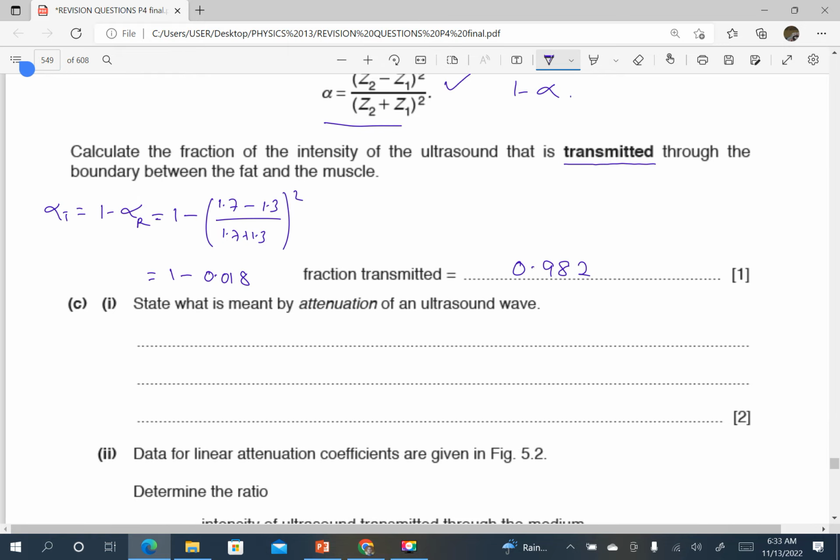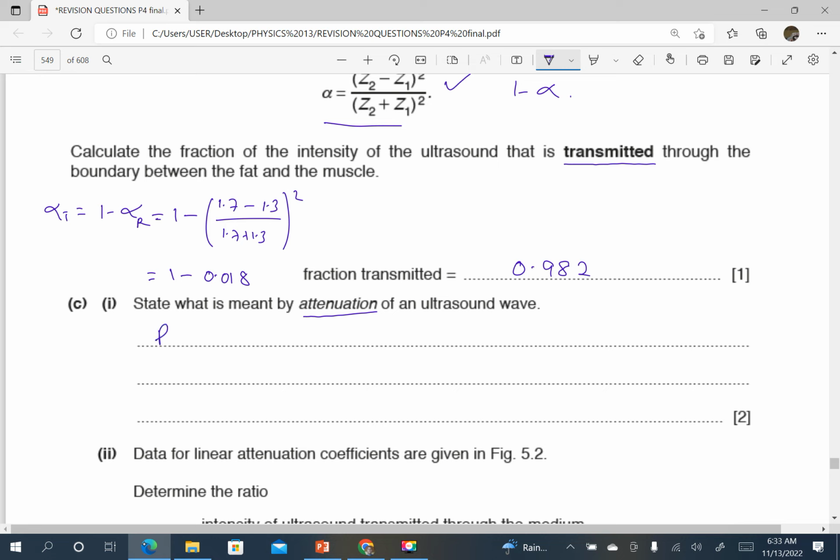State what is meant by attenuation of an ultrasound wave. So we now know what attenuation is. Attenuation is the reduction or the loss in signal strength, loss in intensity, loss in power of the wave as it passes through a given medium.